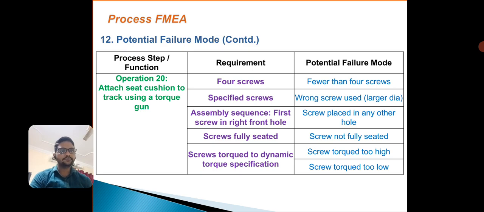Now the potential failure modes. For 4 screws: fewer than 4 screws, with fewer screws available there. Specified screws: wrong screws used. For assembly sequence: screw placed in any other hole; screw fully seated: screw not fully seated. Screw torque to dynamic torque specification: screw torque too high, screw torque too low. That is how the failure modes are generated.